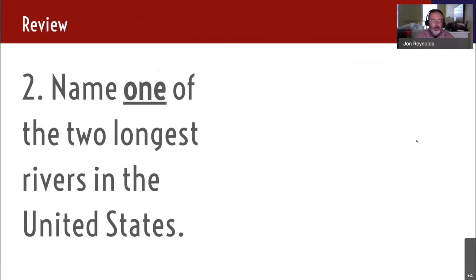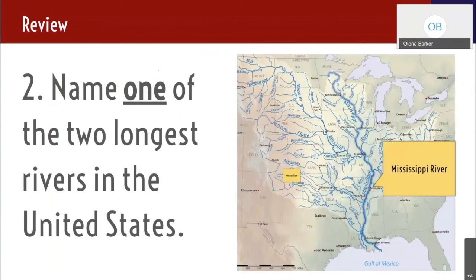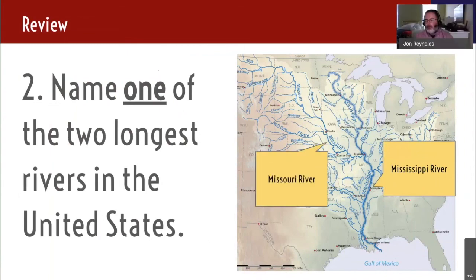Can we name one of the two longest rivers in the United States? Who knows this one? Mississippi. Very good. So we can say the Mississippi, or we could say the Missouri. Both of these. Now, I told you, for example, if you look at the map, here's the Mississippi.